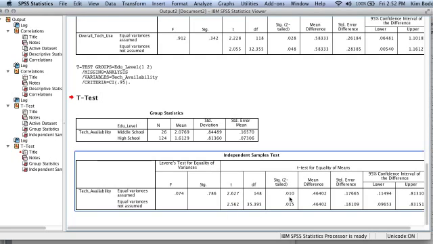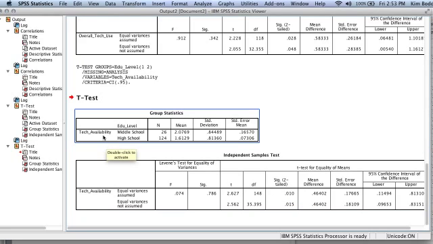So what this tells me is that there is a statistically significant difference between the availability of technology between my two groups, middle school and high school. I could also say that middle school teachers had significantly more technology available in my sample than high school teachers did. So you can say that there is a difference. You can also say which one is higher than the other.